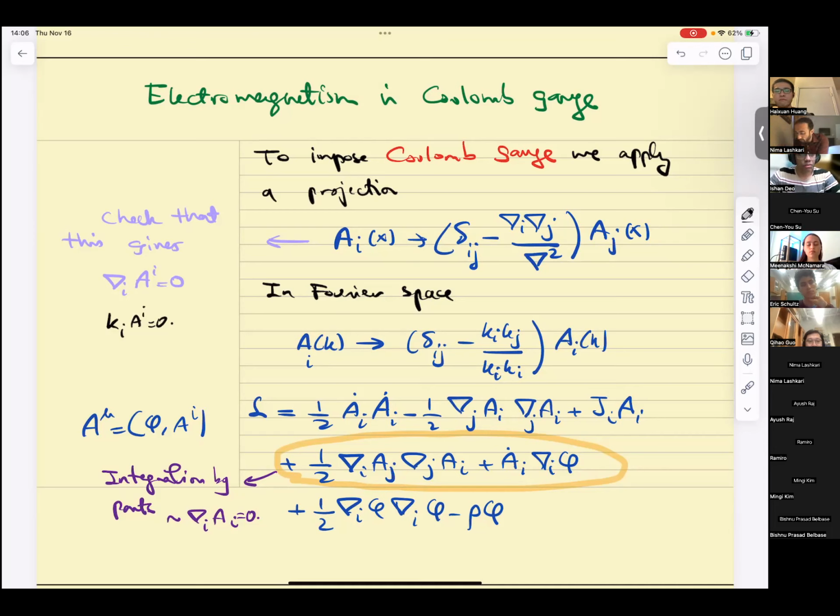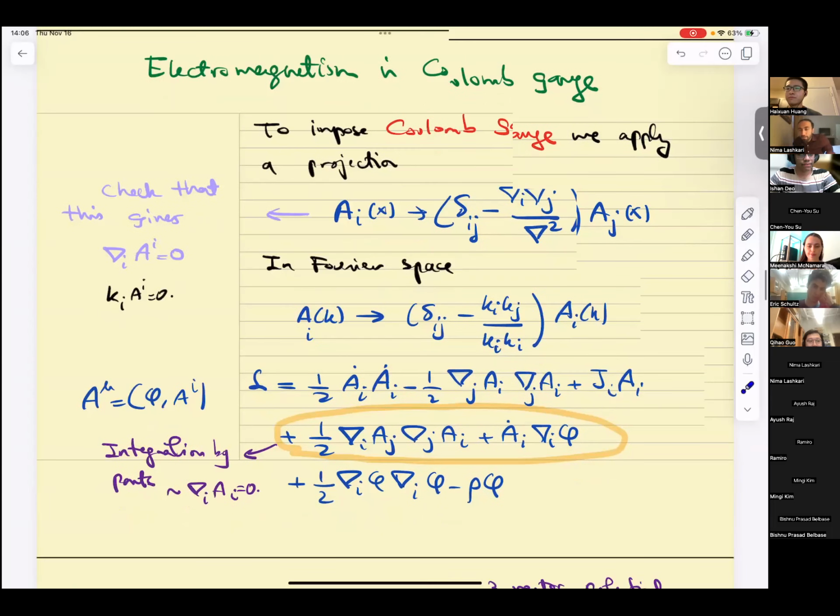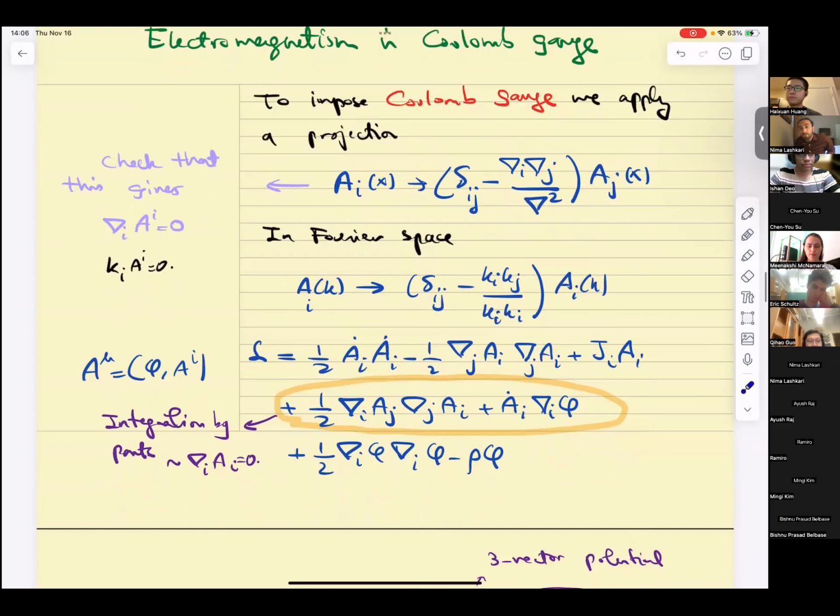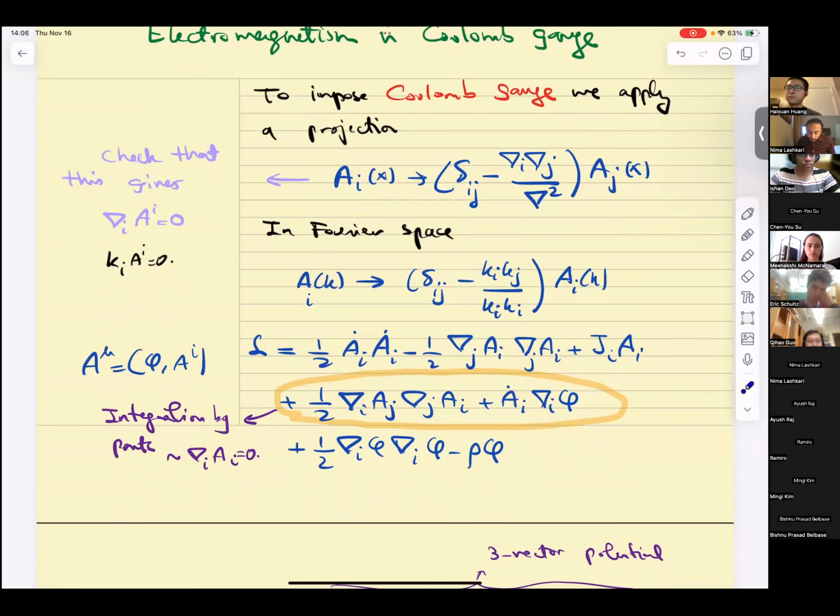We'll go through this in more detail. So in Fourier space, A_i(k) is basically this. I'm summing over these indices. Good. So all right, that is the prescription. That's the projection we're going to do. Our vector potential is φ, A_i.